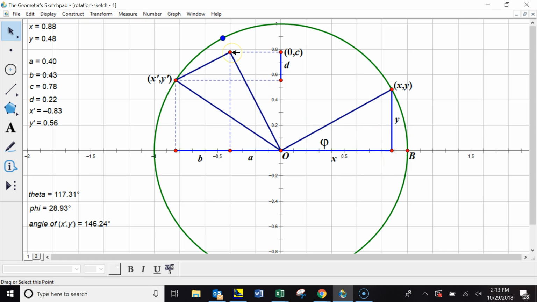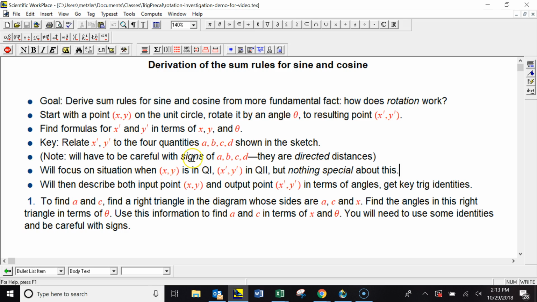That's a particularly simple place to start. And then from there we'll figure out how much we have to move to get to x prime, y prime. So A is going to be the x-coordinate of this intermediate point, and C is going to be its y-coordinate. And then B is going to be how much you have to move from this point, I should give it a name, sorry, over to x prime, y prime. And D is how much you have to move vertically from here to here. Combining all that, I claim we'll get x prime, y prime. So that's a key part of the strategy.